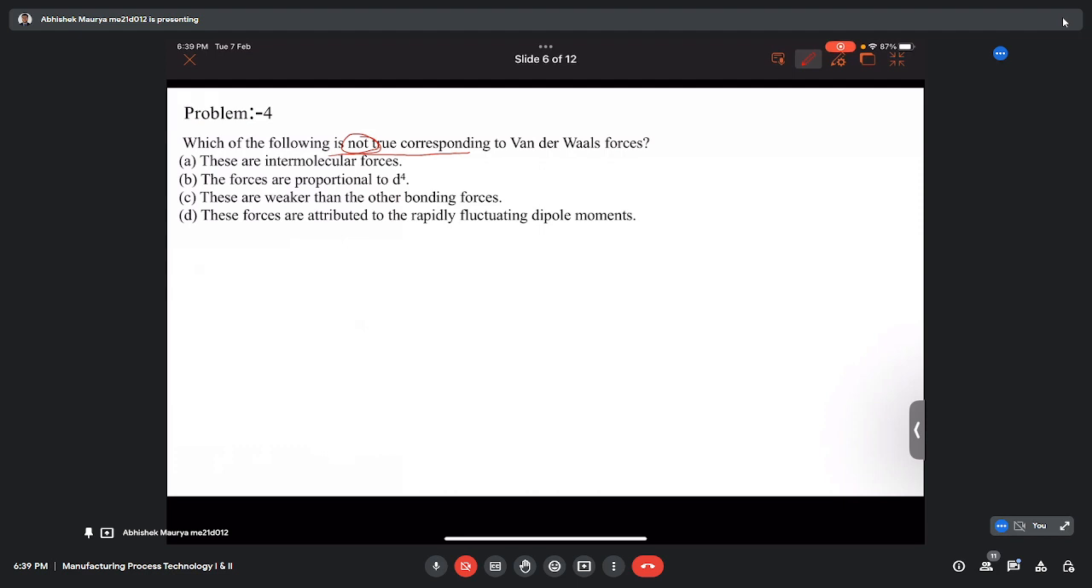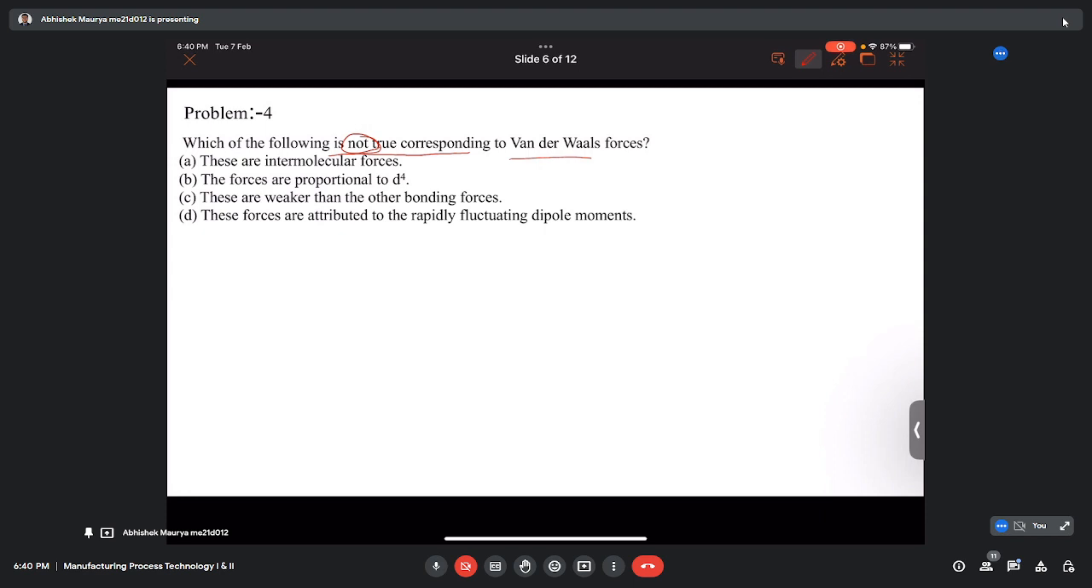So what is the main difference between the van der Waals forces and other bonding forces? The main difference is the van der Waals force acts on the molecule, whereas the other bonding forces are because of the electrostatic forces between the atoms.